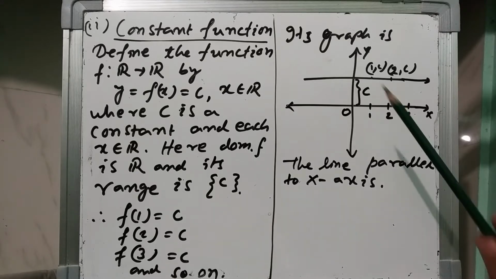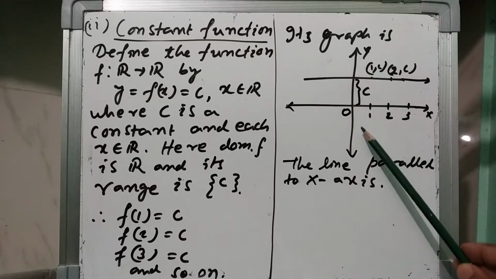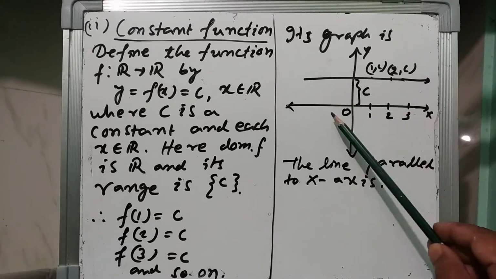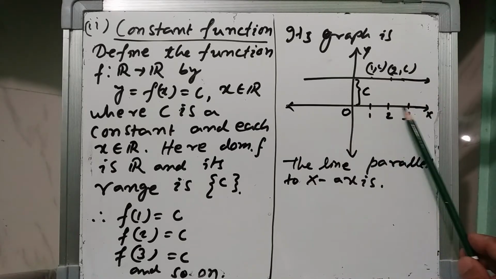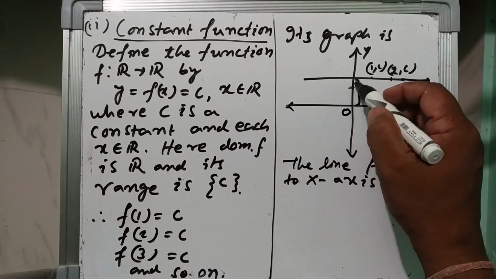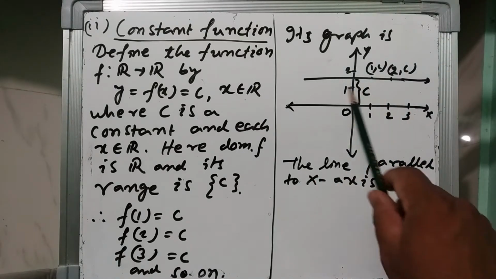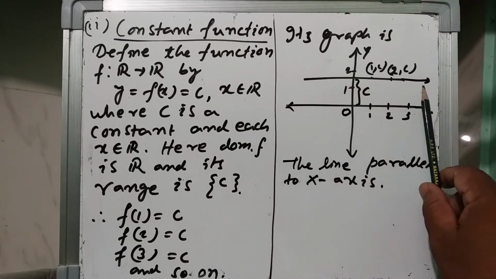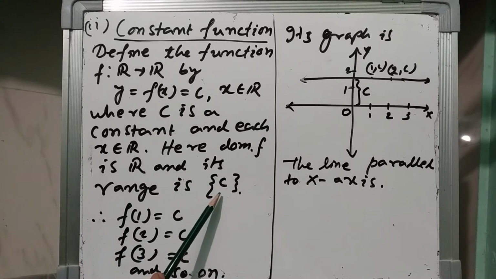Its graph: we consider a plane, x-axis and y-axis. It is our origin, and we take the units 1, 2, 3 towards the right, and 1, 2, 3 similarly upward. The line is parallel to the x-axis. Here is my line. It is a line parallel to the x-axis. Here the domain of f is the real set and its range is a constant, that is the singleton set {c}.